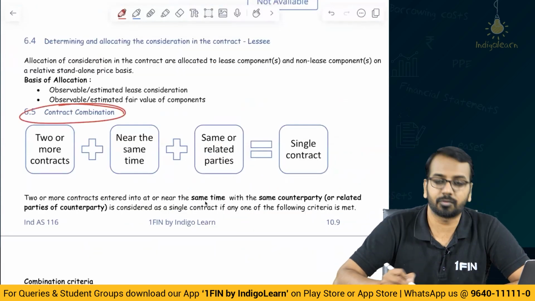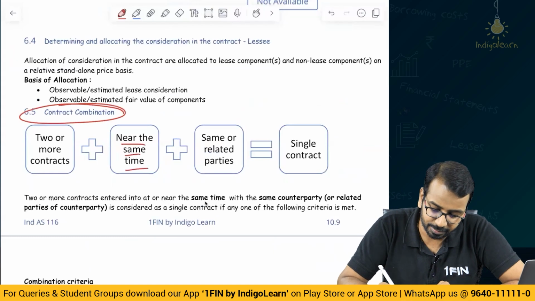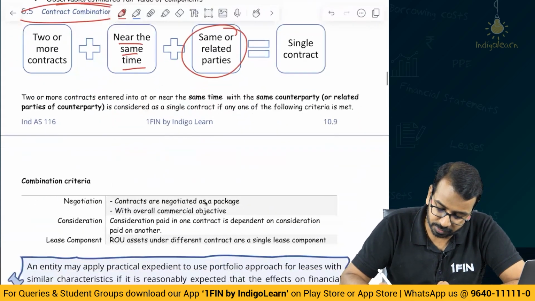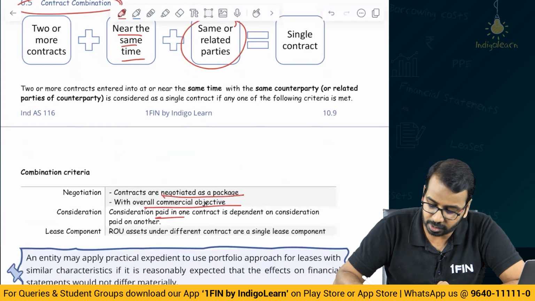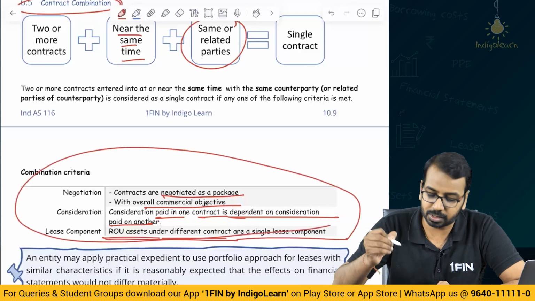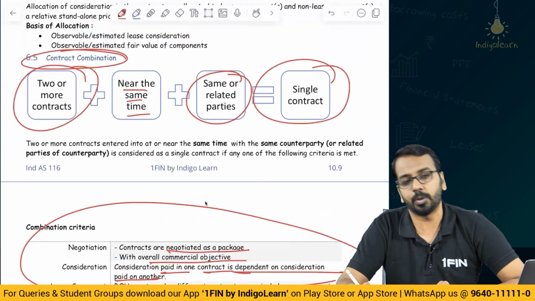Similarly, we have a concept of contract combination, where you have entered into two or more contracts at or near the same time with the same or related parties, and they have been negotiated as a package with a single commercial objective. Consideration paid in one contract is dependent on another. The ROU assets under different contracts are a single lease component. If all of these conditions are satisfied, then you will combine more than one contract into a single contract.